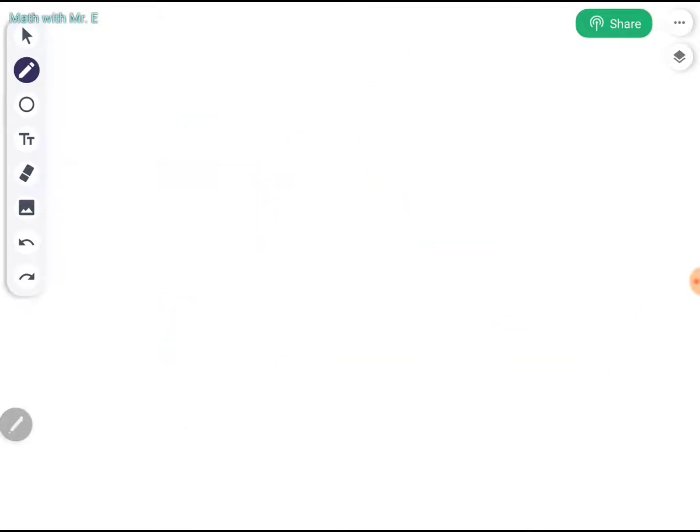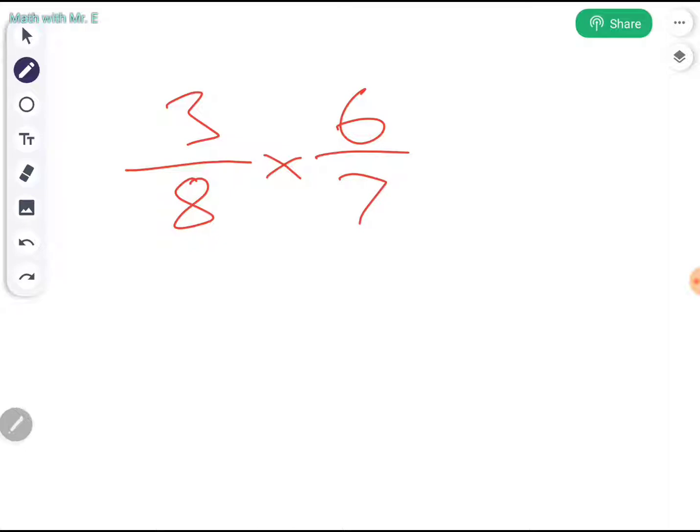Okay, so this time let's do 3/8 times, let's say, 6/7. Again, we're going to look for any common factors these might have. I'll go ahead and do the original math first, show you the right answer, and then we'll do it by simplifying ahead of time.